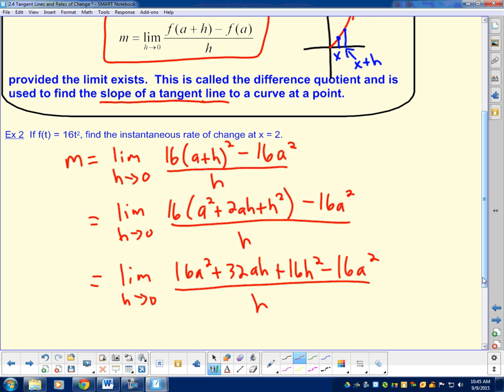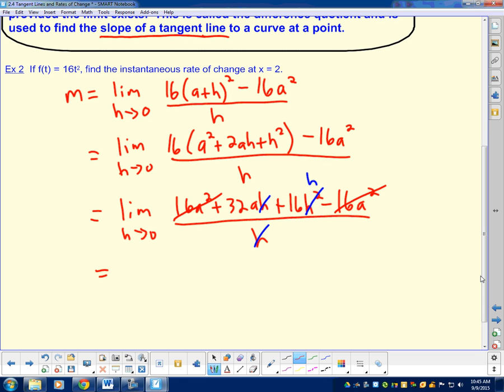You remember this last year? Yeah. So things will cancel. And h will cancel, right? So this h will cancel with this h here. And then one of the h's here will cancel with this h down here as well. So I have the limit as h approaches 0 of 32a plus 16h.